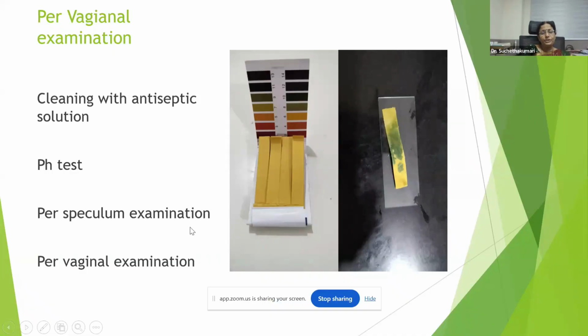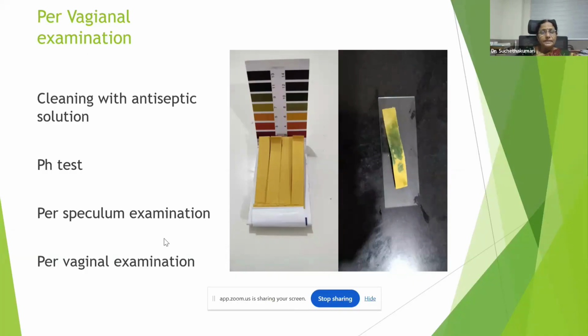So per speculum examination is usually done by using the speculum and the anterior vaginal wall retractor. By doing this, we can see the condition of the vagina. If there is any inflammation in the vagina, or if there is discharge, white discharge, or any blood stain discharge, etc., it can be seen by the per speculum examination. And also, along with this, we can see the cervix, whether the cervix is healthy or unhealthy.